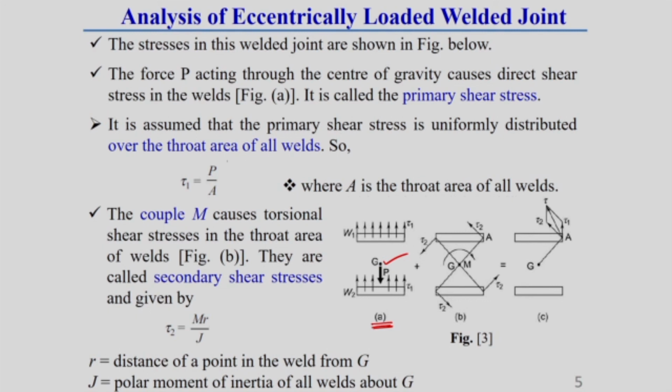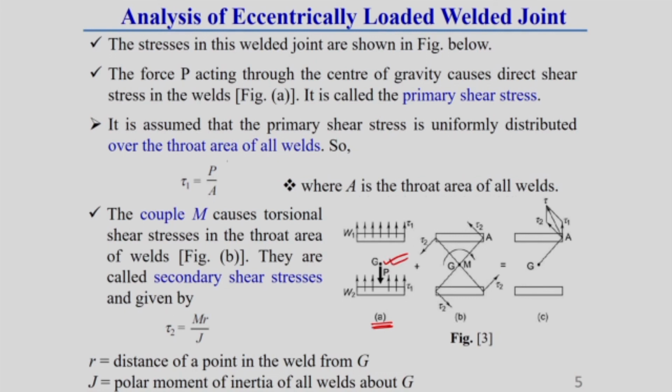This direct force will create a shear stress over every weld. Whatever welds there are, over every weld it will create a shear stress. Always keep this in mind: the direction of the shear stress is opposite to the direction of the externally applied load. You see here the externally applied load at G is P, which is in the downward direction.